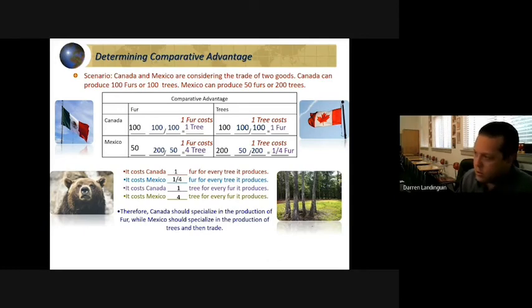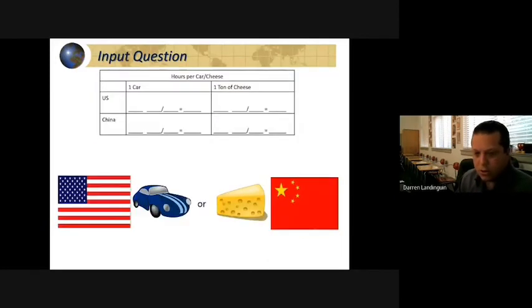All right, now let's look at one more, and then you guys are going to do a couple of questions on your own. So here we have the United States and China, and they are in the production of cars and cheese. What we're looking at here is the hours for each one of these things, like how many hours does it take to produce 1 car or 1 ton of cheese? So in the table below will be the hours necessary.